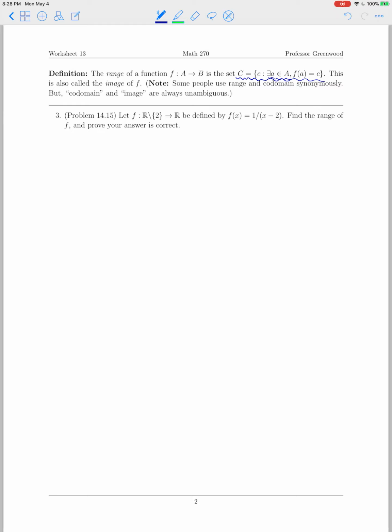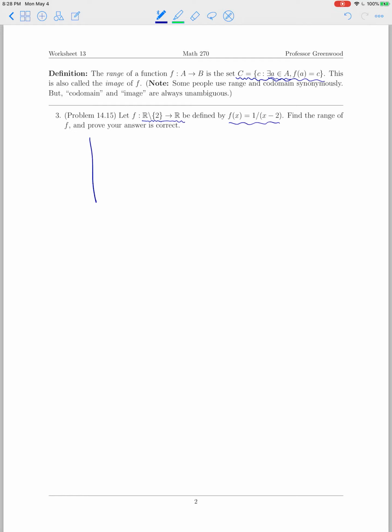Let's see how we could prove something about the range for a specific function. Let's say that we have this function f, which maps R except for 2 back into the reals. The function is defined as 1 over x minus 2, and we want to find the range of this function and then prove that it actually is the range. In order to do that, first I might just draw a graph of this function, f of x equals 1 over x minus 2.